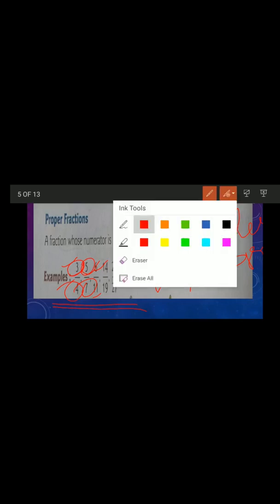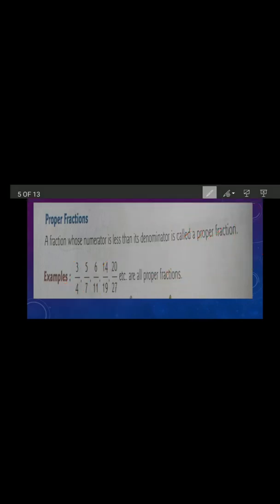Let's take some more examples. It is 3 upon 4. Here the numerator is smaller than the denominator. Again 5 upon 7. 5 is less than 7. 6 upon 11. 6 is less than 11. Similarly 14 upon 19. 14 is less than 19. It means in each case, the numerator is less than the denominator, so the given examples are proper fractions.